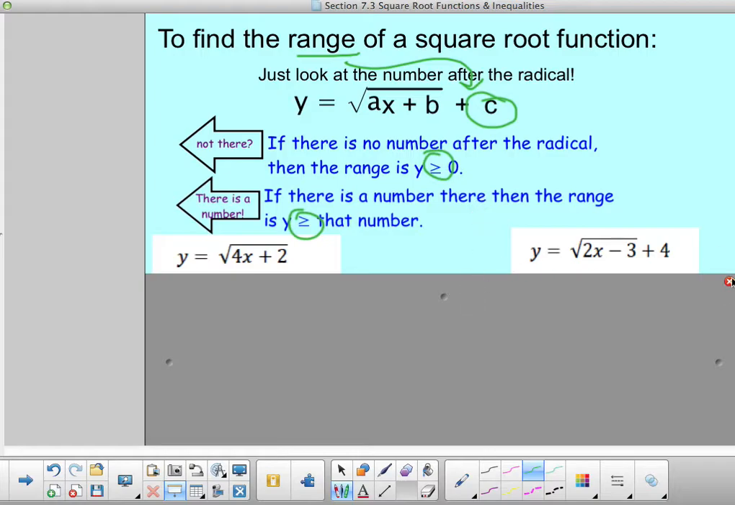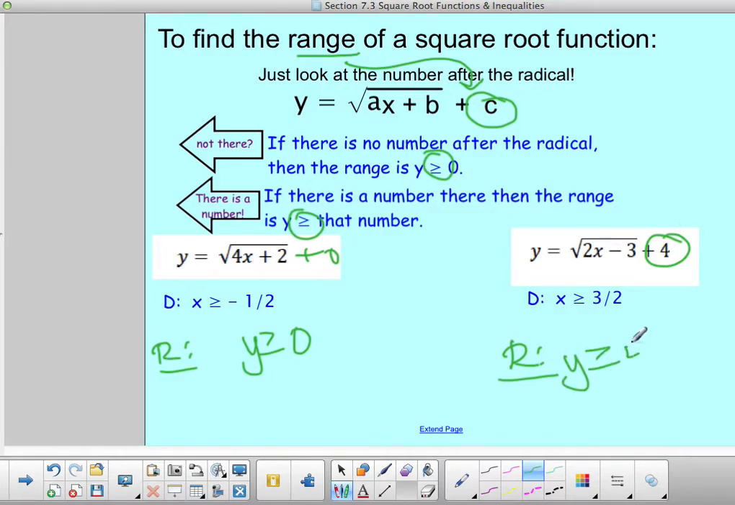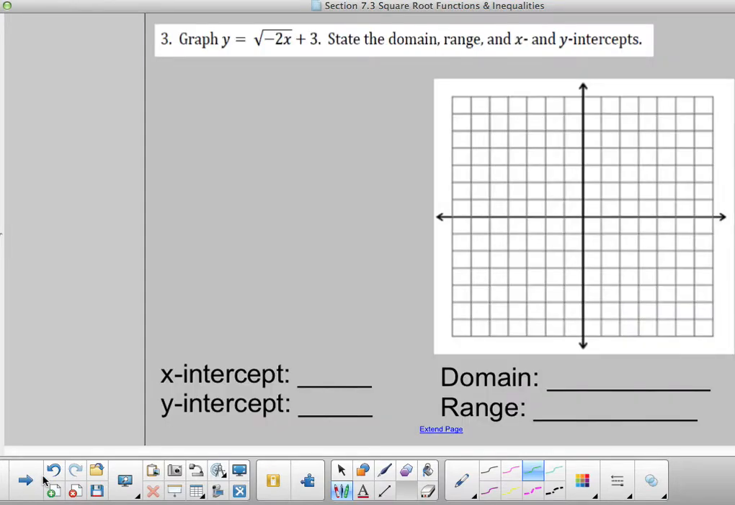So if I look at the example that I had earlier, we found the domain for both of these. Now I'm going to find the range. Is there anything after the radical? No, it's really plus 0. So my range is y is greater than or equal to 0. Range is really easy with square root functions. Same thing here. Now there is a number, so it's y is greater than or equal to 4. That is my range for this problem. All right, moving on to example 3.